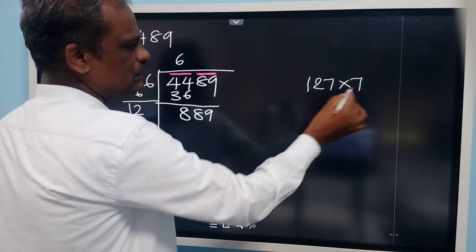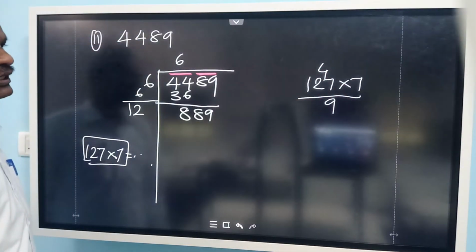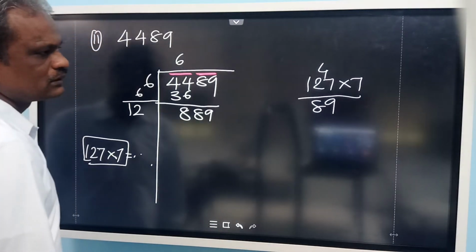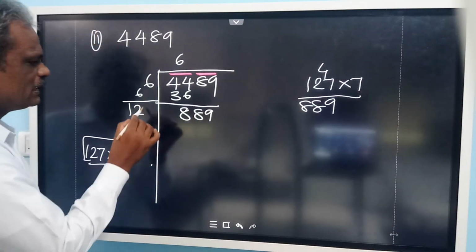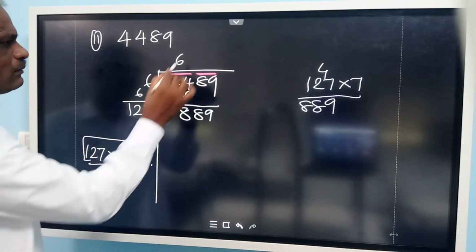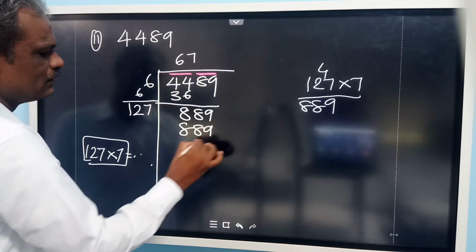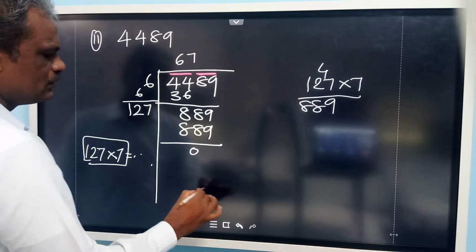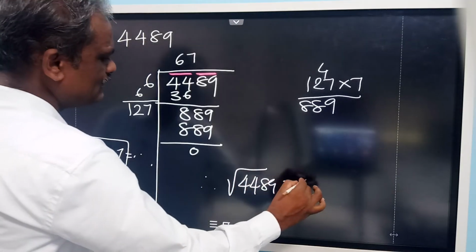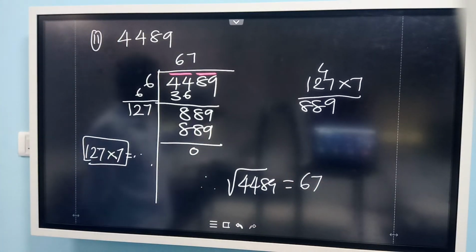Let us check it now. 7 7s are 49. 4. 7 2s are 14 plus 4, 18. 7 1s are 7 plus 1, 8. So that means 7 is the correct number. If you write 127 here, multiply with 7 only. 127 7s are 889. Subtract this, remainder is 0. Therefore, square root of 4489 is 67. This is how you can find out the square root of the numbers.